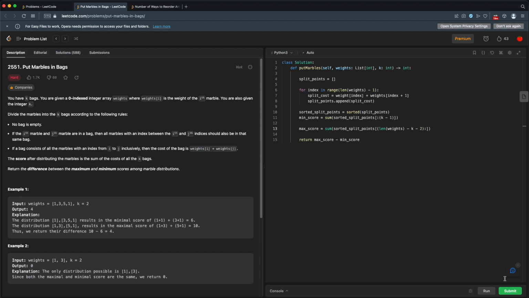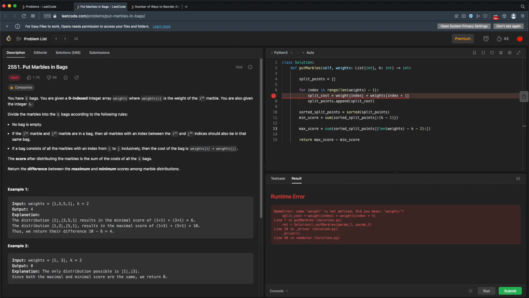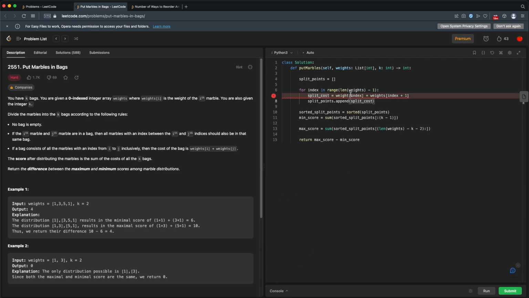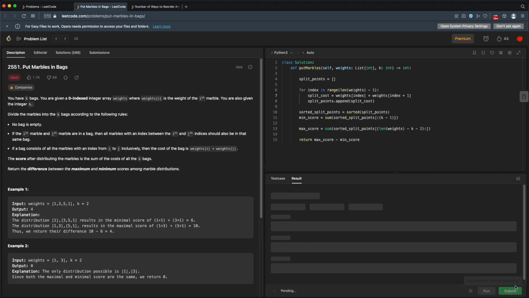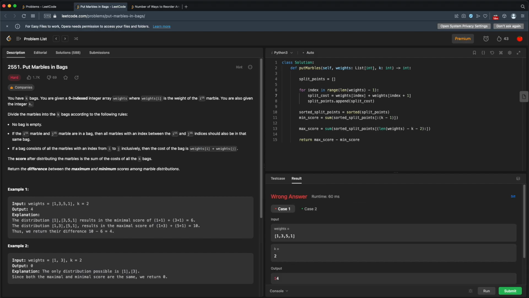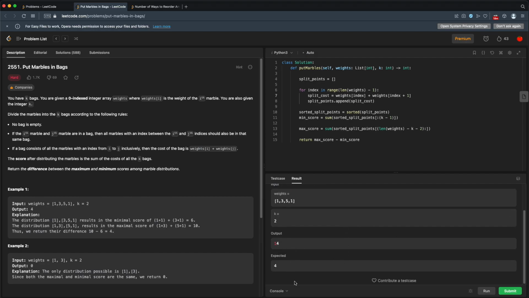All right, let's see if this works. Oh, man. All right, let's do a quick pass and make sure that we've got everything here. Split points for index in range of weights. All right, we need to grab the weights at this index and the weights of index plus 1. We append that to our split points. All right, let's give it a try. And we are way off.